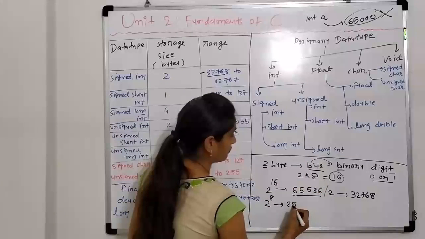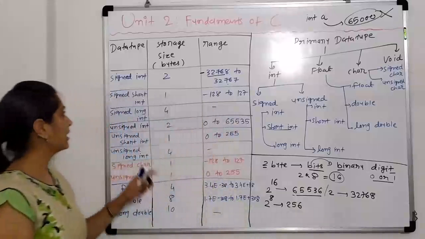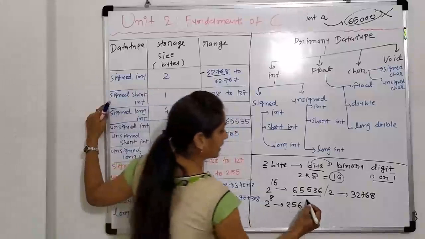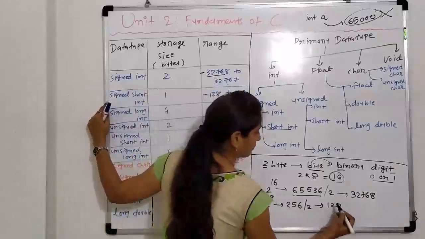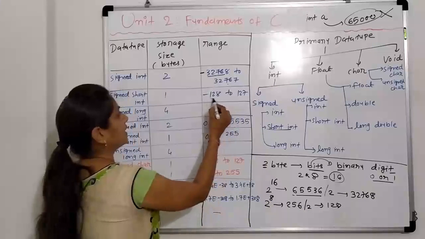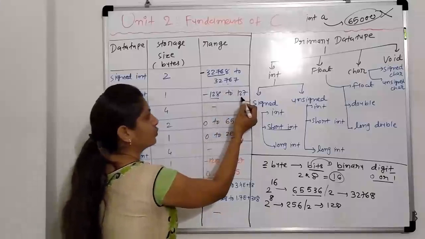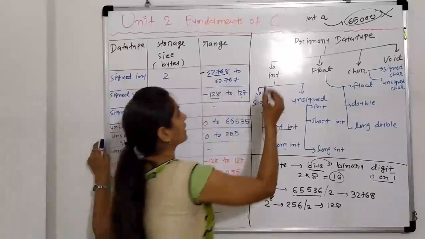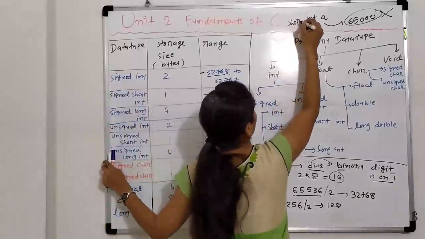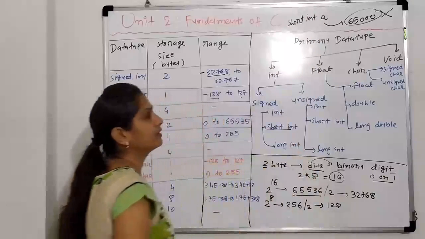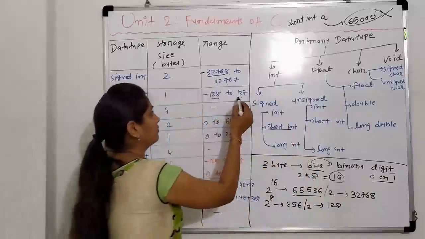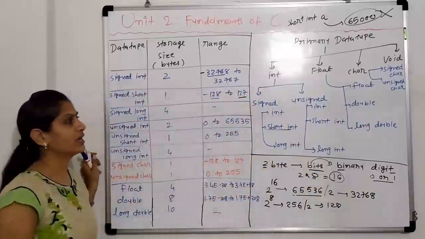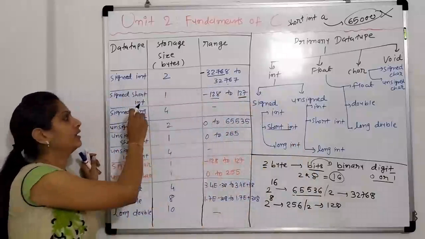It is 256. Again, signed means both positive and negative. So it is divided by 2 and we get 128. So here the range is minus 128 to positive 127. Suppose you are writing a short integer here, then the maximum value possible is positive 127. You cannot store 500 in this.